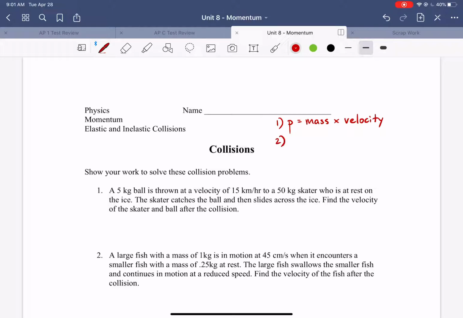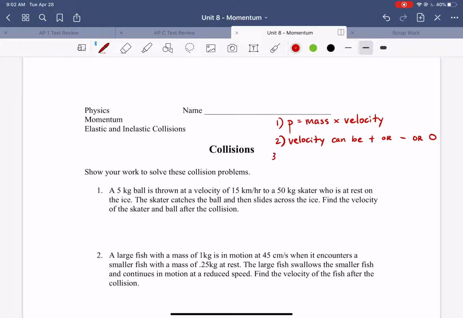Second idea, closely related to this, is you need to remember that velocity can be positive or negative. And that's going to depend on which direction an object is going. So as you're writing down your equations, you always need to keep in mind what direction objects are going so that you know if the numbers you're plugging in for velocity should be positive or negative. And I guess technically there is a third option. It could also be 0 if an object is not moving.